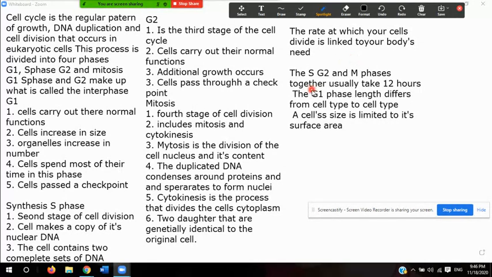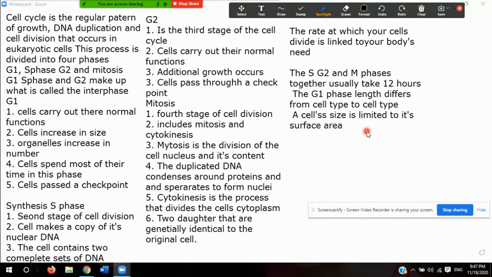Another thing about cell division is that the S, G2, and M phases together usually take about 12 hours. But it's actually the G1 phase, like I mentioned a minute ago, that varies. The length of time the cell is in the G1 phase depends on what type of cell we have, so it varies from cell type to cell type.